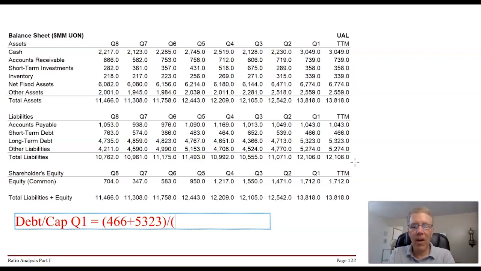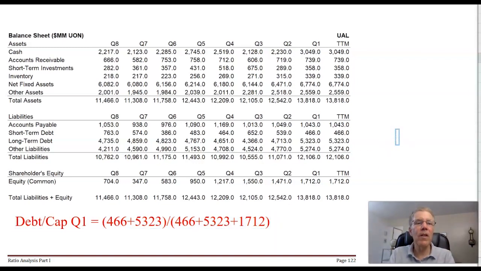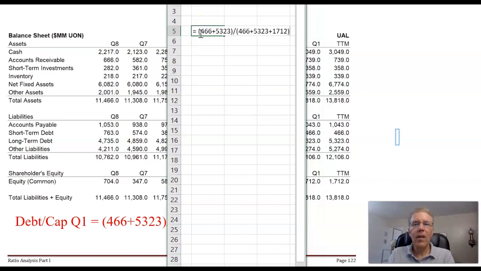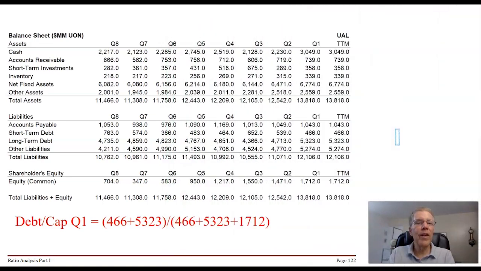and that's going to be divided by total debt, which is 466 plus 5323, and now I have to add total equity to that, which is 1712. Okay, and let's see what that equals. So I'm just going to take this and copy it, and I'm going to bring over Excel here. And I'm just going to paste that into an Excel cell, and I get 77.18%. Okay, awesome. So we verified that number.